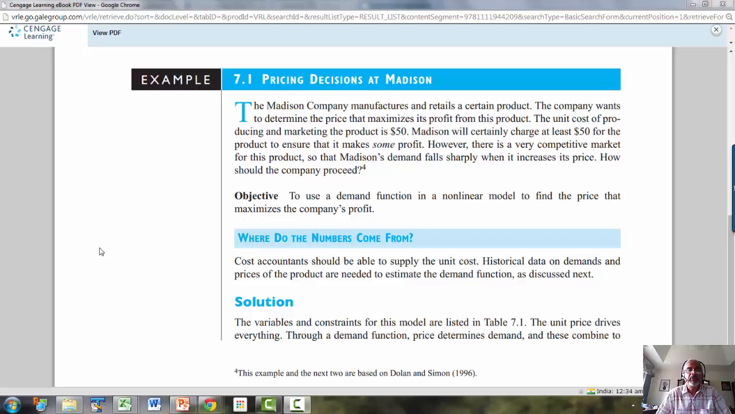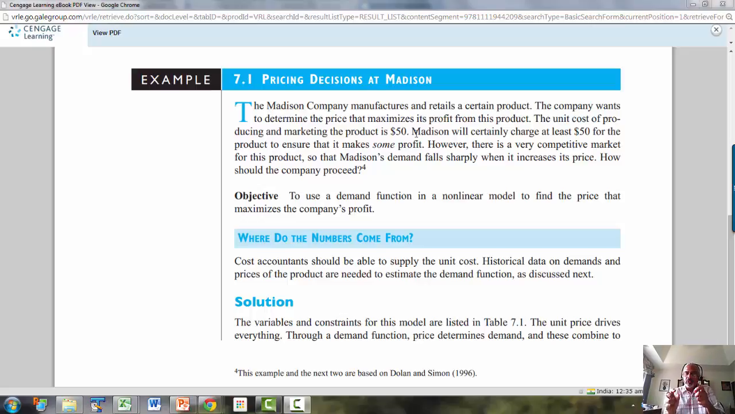Okay, the first example we're going to look at is a pricing decision at a company. Madison Company manufactures and retails a certain product. The cost of production is $50, and the company wants to set a price at which it can make the maximum amount of profit. Now, how do you set the price?